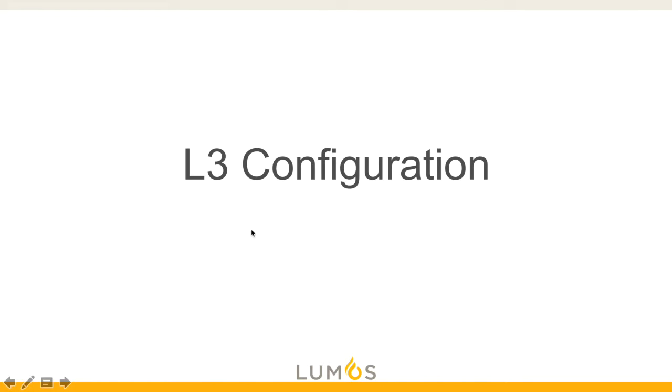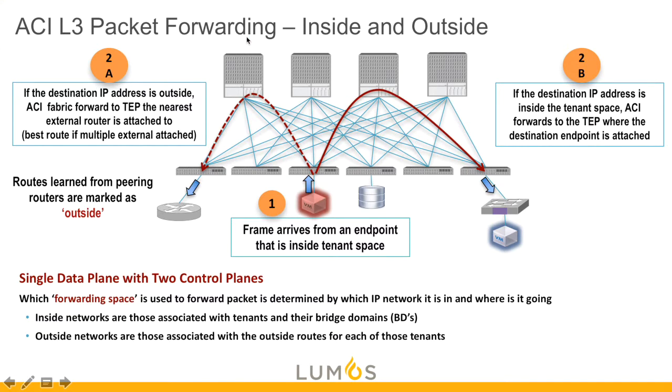So, L3 configuration. In ACI, we basically have two control planes. We have a single data plane, of course, but we've got two control planes. Which forwarding space is used to forward the packet is determined by which IP network it is in and where it is going. Routes learned from peering routers, routes learned from the outside world through routing protocols or static routes are marked as outside. Frames that arrive from an endpoint that is inside of a tenant space, something inside of the ACI fabric from one of the bridge domains or internal subnets, that is considered an inside.